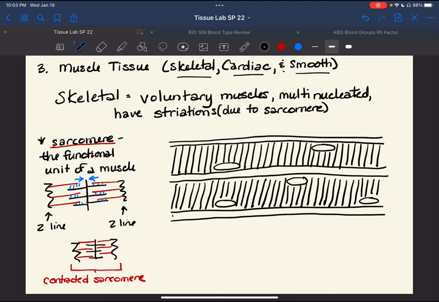So let's label those things. We'll make our nuclei blue just so we can set them apart a little bit from the other structures. And then let's call these stripes striations. And really, if you'll notice, they're bands. And the bands are again based on this idea of the sarcomere.